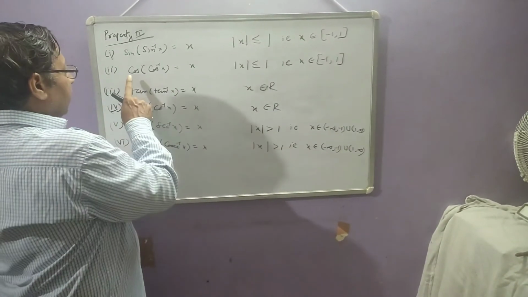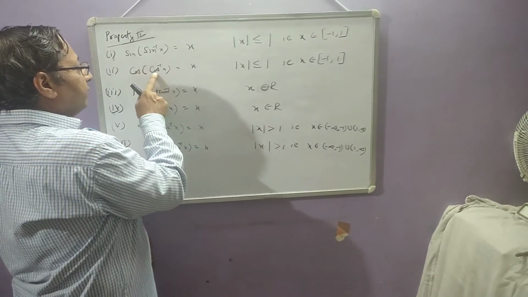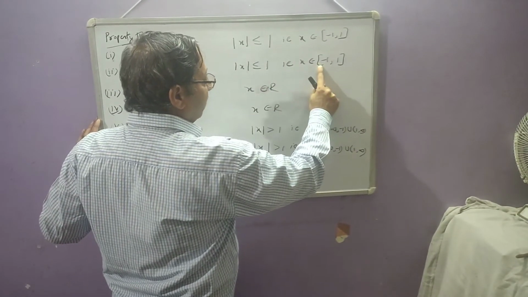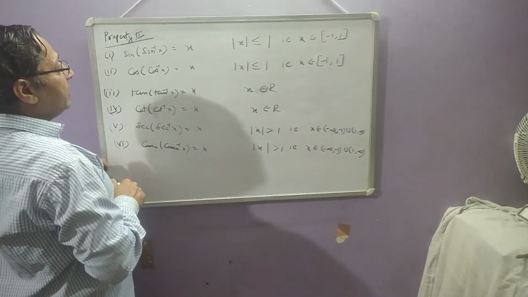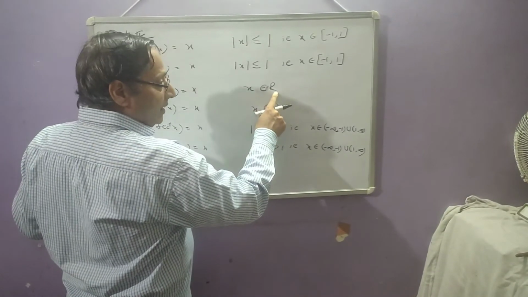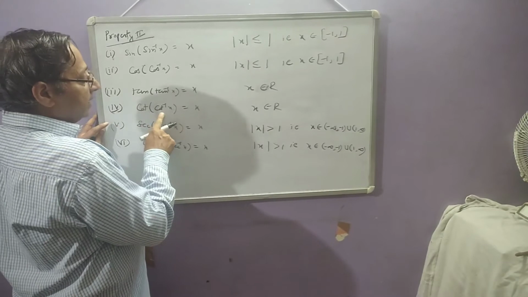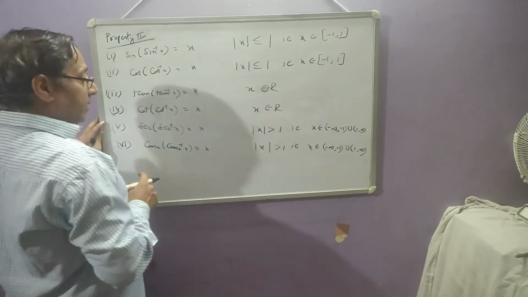And further, cosine of cosine inverse x is equal to x, that is cosine and cosine inverse will neutralize whenever x belongs to the closed interval -1 to 1. And tangent of tangent inverse x is equal to x whenever x is any real number. And similarly, cotangent of cotangent inverse x is equal to x whenever x is any real number.